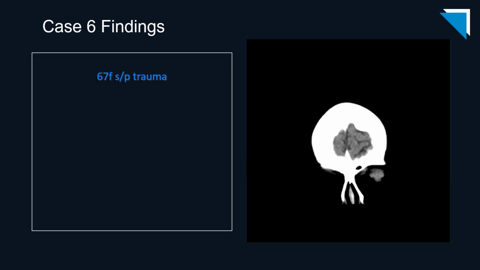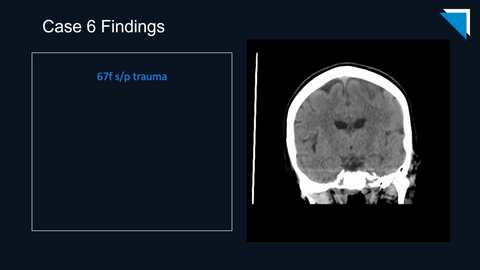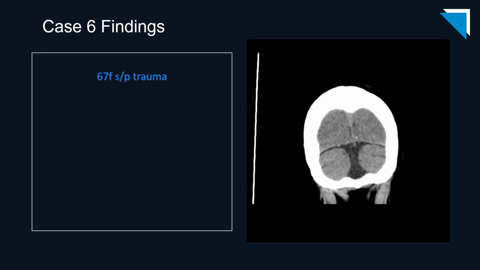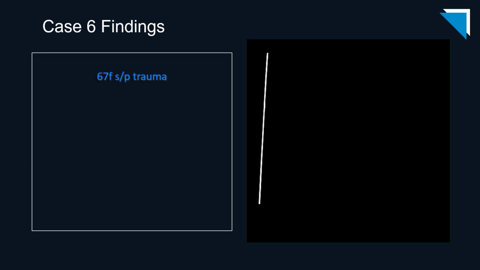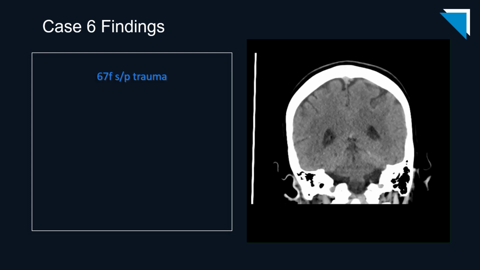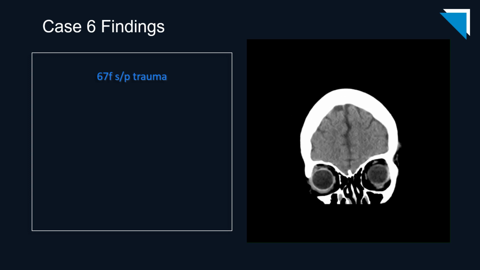Here are the coronal images from the same study. Very important to review the reformatted images in trauma cases. There are frequently findings that are missed on the axial images that are much easier to pick up on the coronal and sagittal reformats. So if you don't have those, always make sure to request them from the source images.